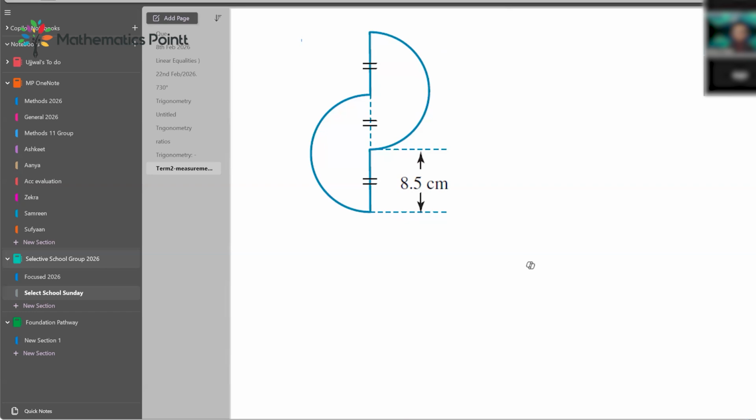Not 17 pi. What is 17 centimeter pi? There's nothing called 17 centimeter pi. It has to be 17 pi centimeters. Centimeters after. The units are in the end.